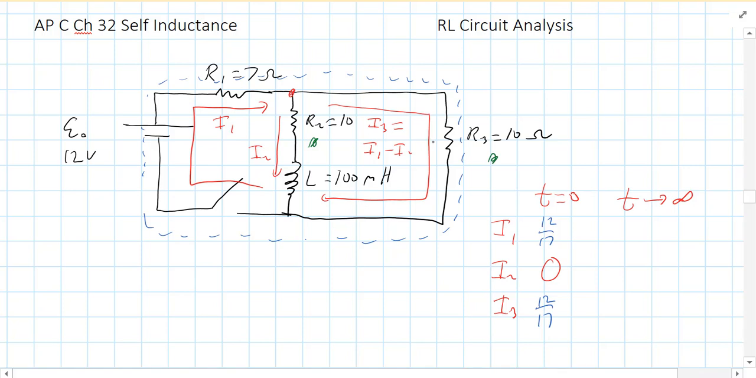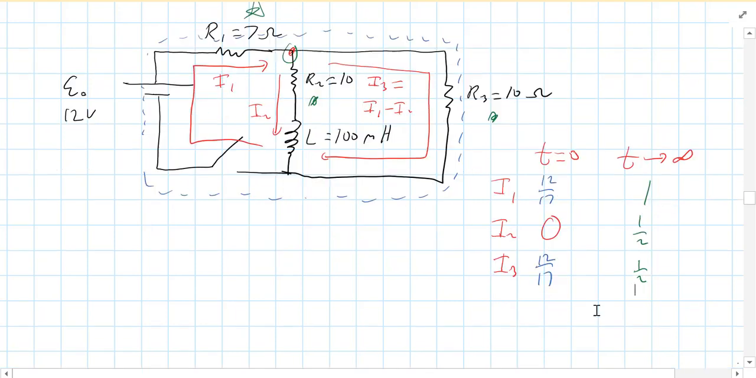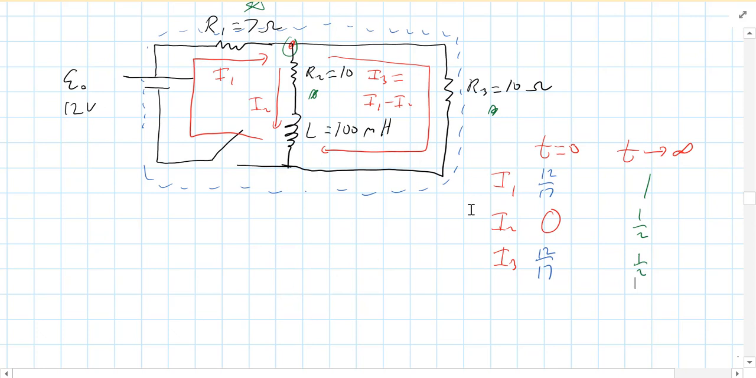So you have that 5 ohms of resistance in series with this 7 ohm resistor. So that's 12 ohms. Okay, so what's 12 volts divided by 12 ohms? Well, it's 1. So I1 will be 1 amp after a long time. When that current gets to here, because R2 and R3 are equal, that current will equally split between R2 and R3, and these will each be a half of an amp. Okay, so there are the starting and final values for all three of our currents.